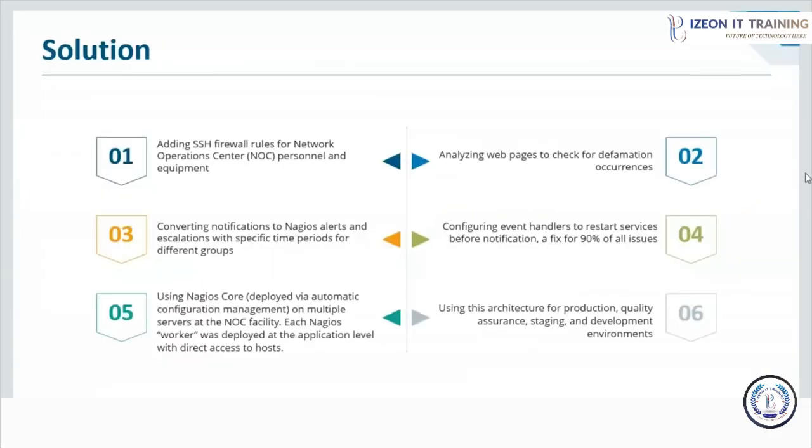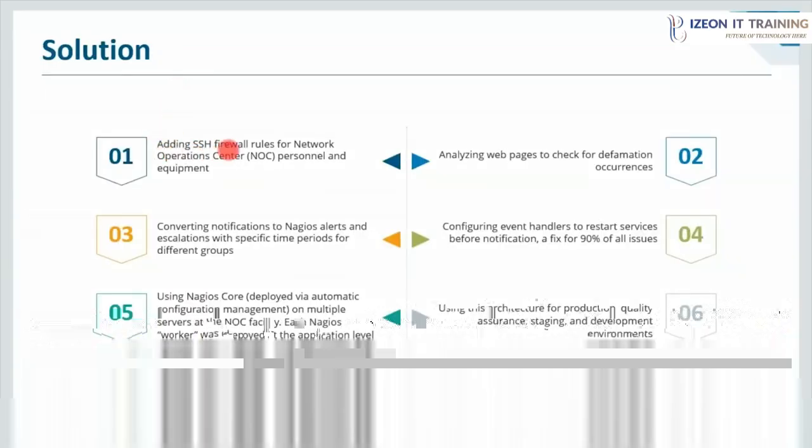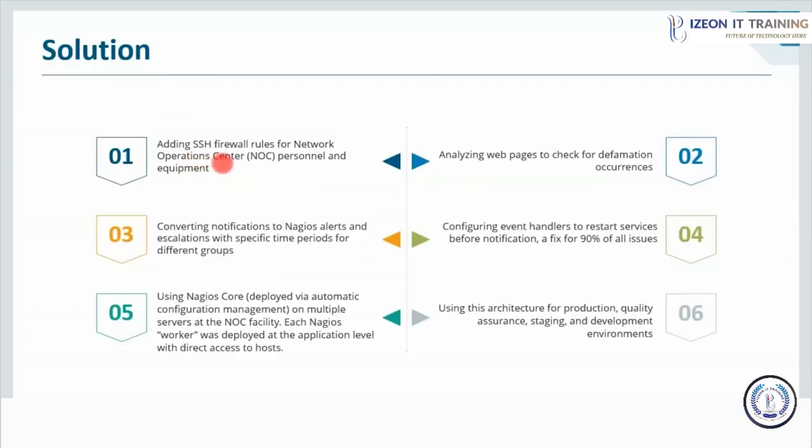Now, what was the solution? The first solution they thought of was adding SSH firewall rules for network operation center personnel and equipment. Second is analyzing web pages to see if there's any problem or defamation occurrences. The third and very important point was converting notifications to Nagios alerts. And the false positive problem that we saw was completely removed with this escalation logic, where notifications are converted to Nagios alerts and escalations with specific time periods for different groups. Right? I hope you're getting my point here.